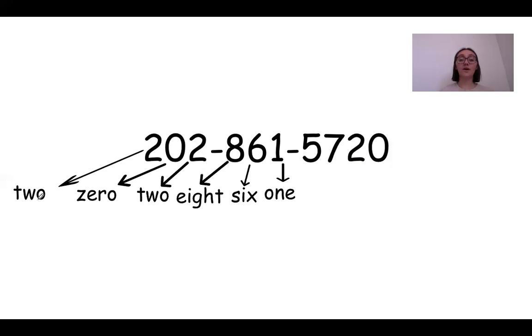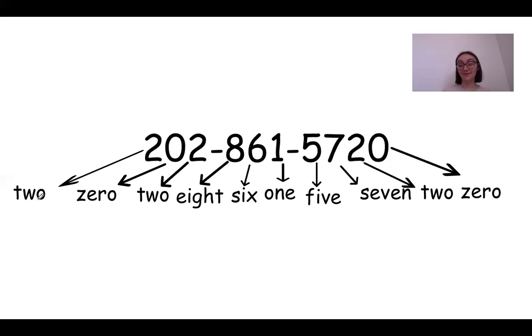2, 0, 2, 8, 6, 1, 5, 7, 2, 0. So that's the whole phone number that we have.